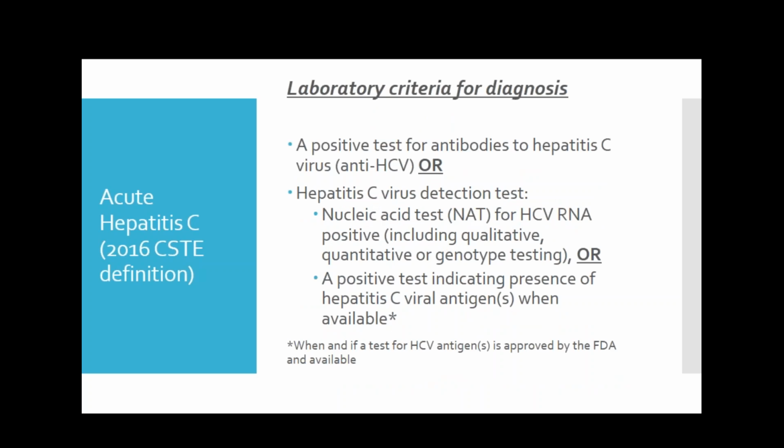Now, in terms of the laboratory criteria for acute diagnosis, the case needs to have a positive test for antibodies, or the anti-HCV, or they should have NAT detected, so it should be detected or positive, or HCV viral antigen, and that is when it's available or approved.